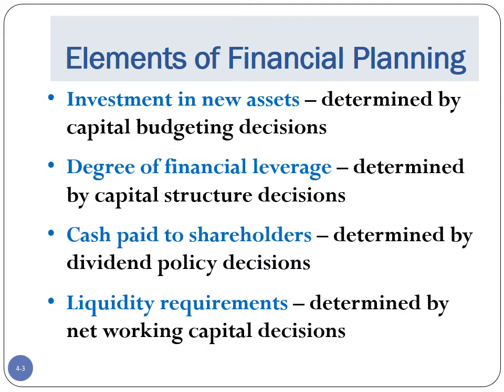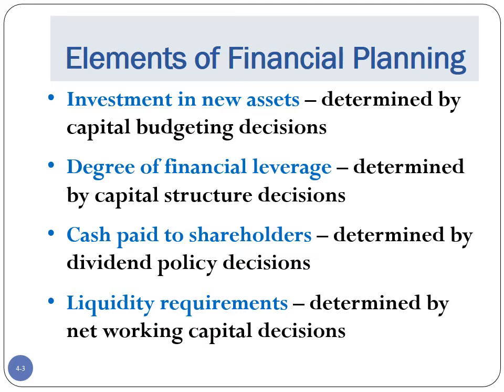There are a couple of elements of financial planning, which is usually carried out by the CFO or the finance department. And the elements are important decisions that have to be made, and they are the outcomes of these decisions. So the first decision is, what are we going to invest in new assets? And this is determined by the capital budgeting decision. What new assets do we need?